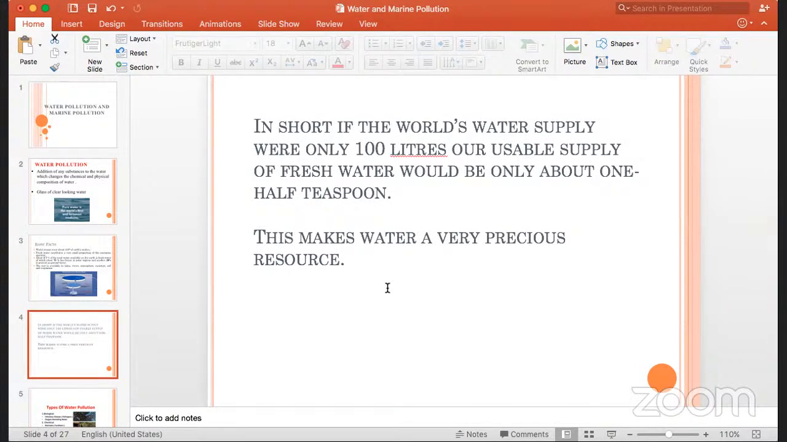So in short, if you think about it in statistics, let's say the world's total water supply was 100 liters. Then our usable supply of fresh water is only about half a teaspoon. Do you understand this vast difference in the statistic? If globally there is a water supply of 100 liters, usable fresh water is how much? Just half a teaspoon.